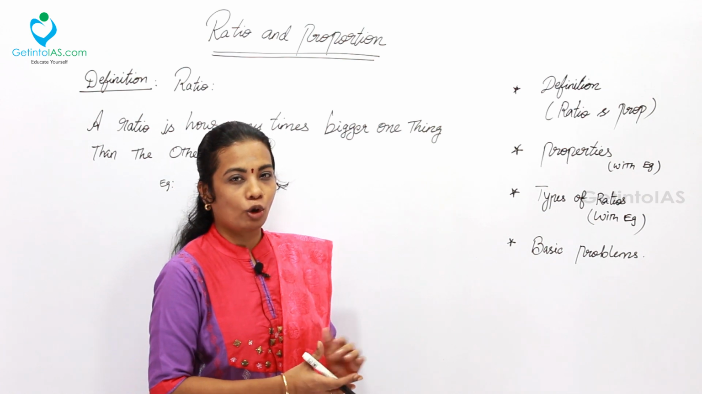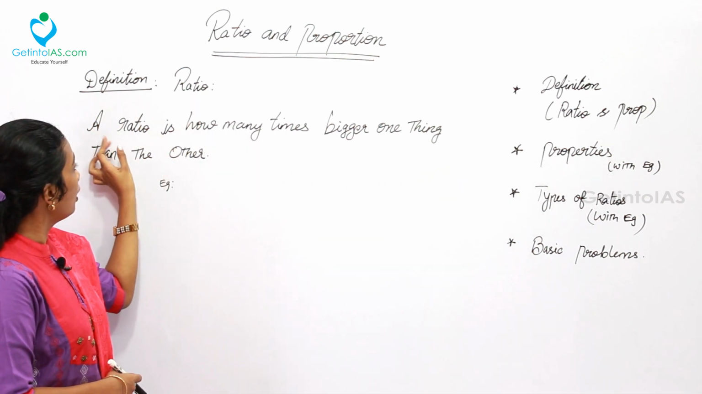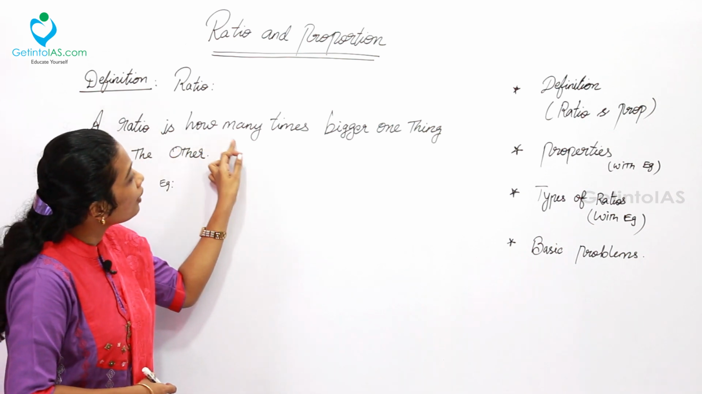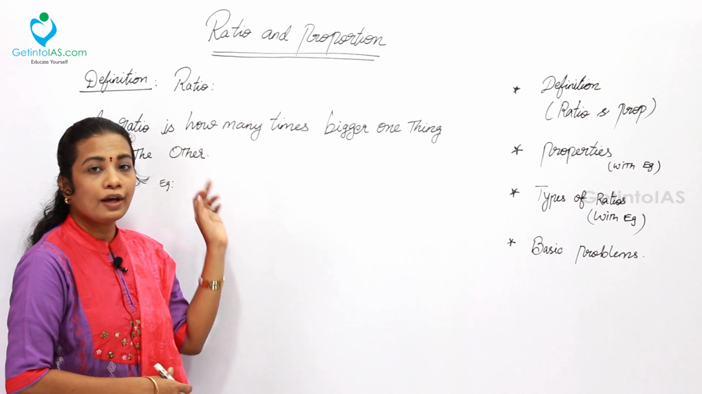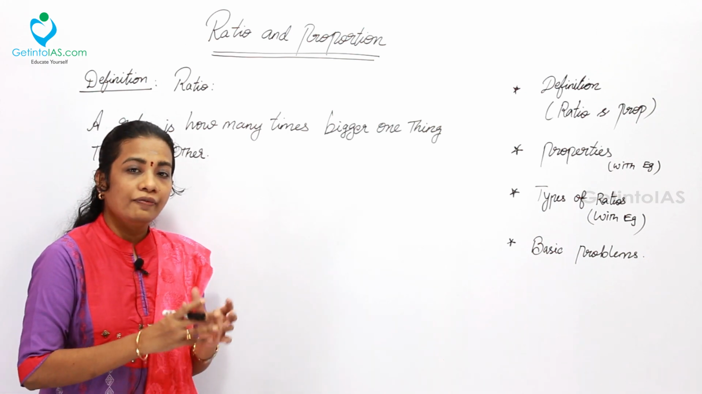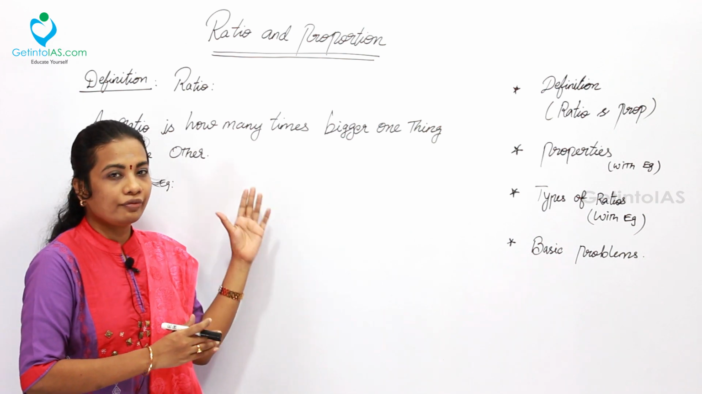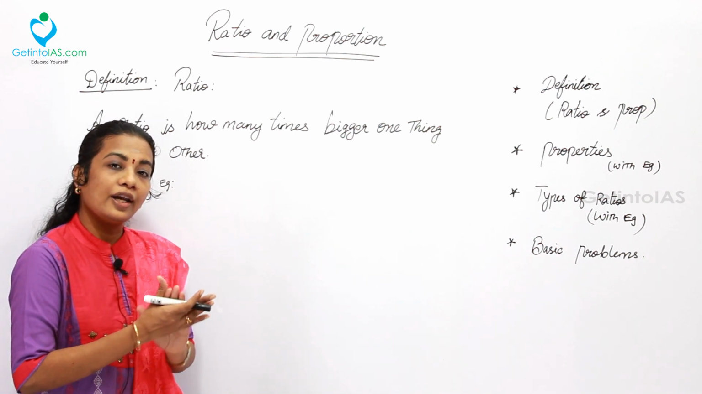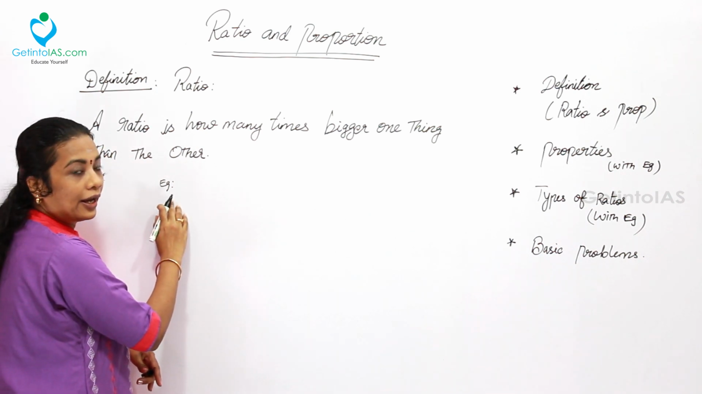Let's move into the topic. The first one, definition. Definition of ratio. A ratio is how many times bigger one thing is than the other. Say for example, one number will be given, then the next number is how many times the first number. It may be greater or lesser, whatever it is. Let's go through an example.